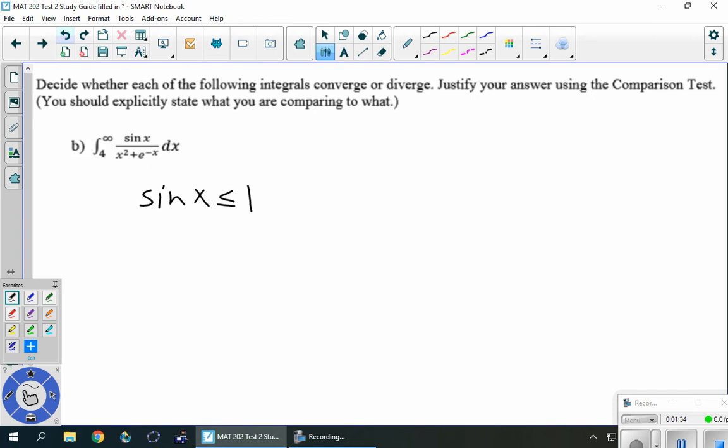And then let's start writing. So we go sine of x over x squared plus e to the negative x. That's the integrand we're trying to build, and it is now less than or equal to 1 over, and then copy the bottom.